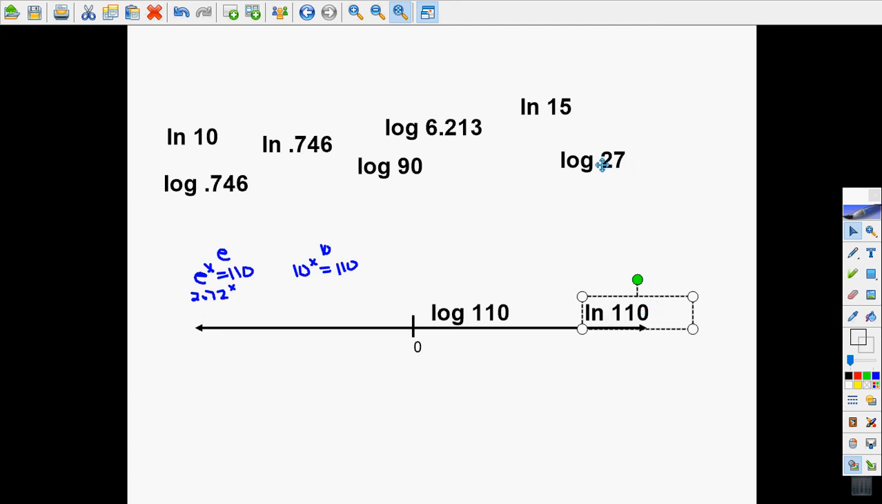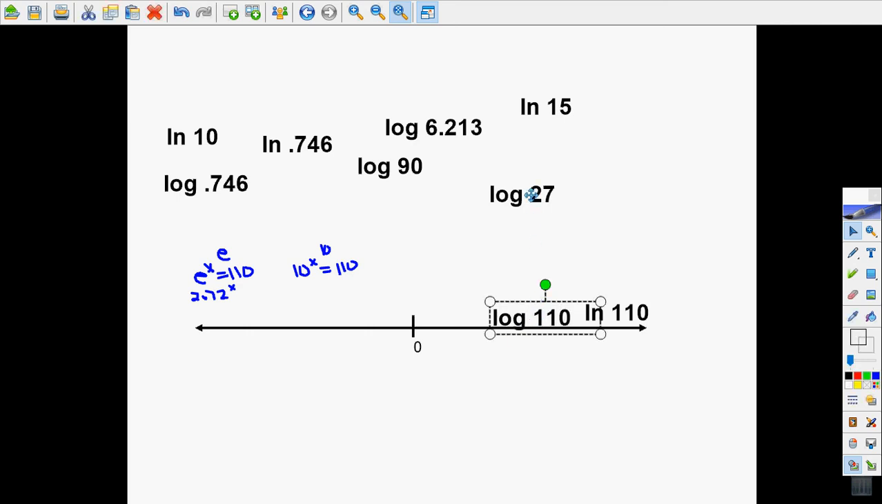Right? So then if we look at this one, log base 27. So 10 to the what power is going to make 27, right? So that's a pretty small number. This one's at least 2, right? Because 10 to the second power is 100. This guy, 10 to the first power is 10. 10 to the second power is 100. So that one's not even 2. So he's got to go here somewhere.